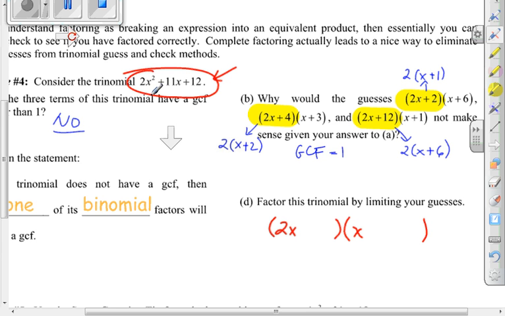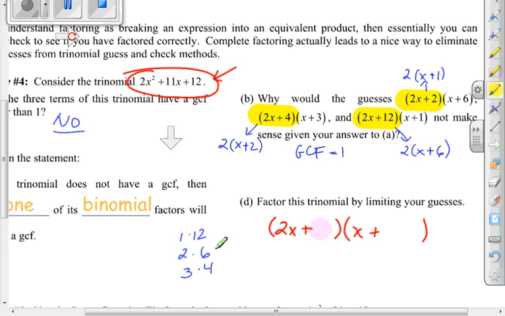So we're still going to start off with our typical guesses, our typical setup for a leading term that has a coefficient of 2x and x. We're going to have a positive in both, since we have a positive constant and a positive linear term. But I don't want to put any number in this spot right here. Okay? I don't want to put any number in this spot that has a greatest common factor with 2. So I think about some numbers that multiply to 12. We've got 1 times 12, 2 times 6, and 3 times 4.